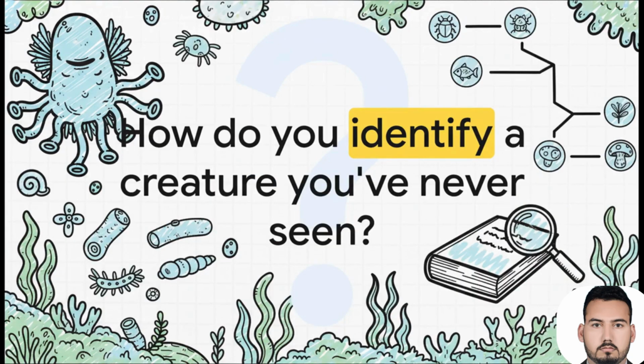Imagine you're hiking through a dense forest, or maybe you're exploring a tide pool, and you spot a creature. It's totally alien to you. You've literally never seen it before in your life. How do you figure out what it is? Well, you can't just guess, and randomly flipping through an encyclopedia could take you years. You need a reliable, foolproof system.